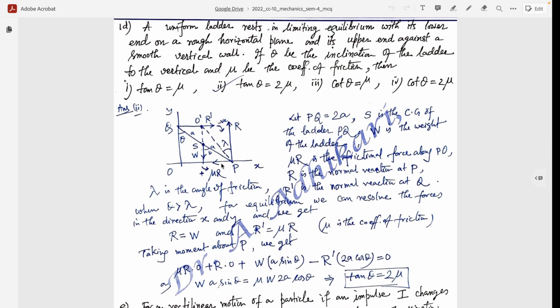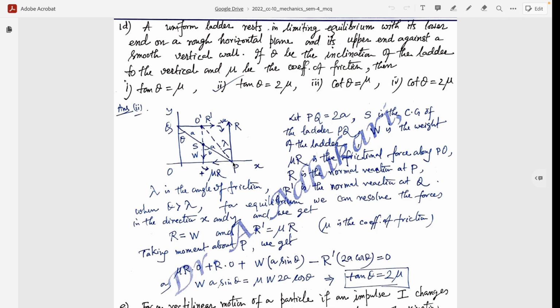Here PQ is the ladder, a uniform ladder with length twice A, and S is the center of gravity of the ladder. So AS equal to A and SP equal to A. And along the vertical wall is the y-axis, say, and the horizontal floor, the horizontal plane, is along the x-axis.